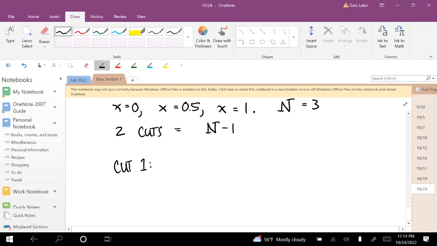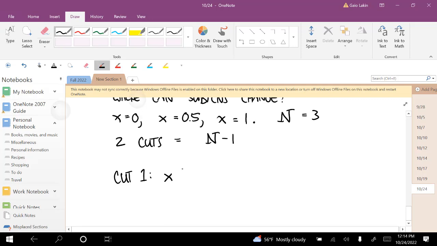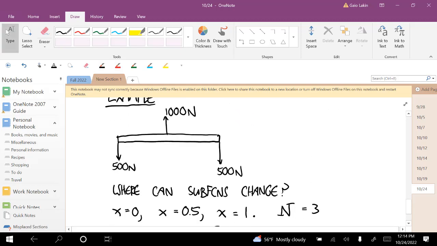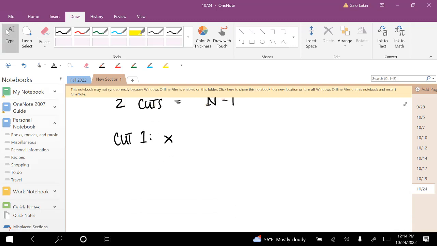Okay, so cut 1. We're going to use x as the length of the beam that we're isolating, the piece we're isolating. And for cut 1, what can our x value be? It can't be 0, but it can be 0.000001. And it can't be 0.5, but it can be 0.499999. So x can be anything between 0 and 0.5, not including the endpoints. So x is in the range from 0 to 0.5, not inclusive.